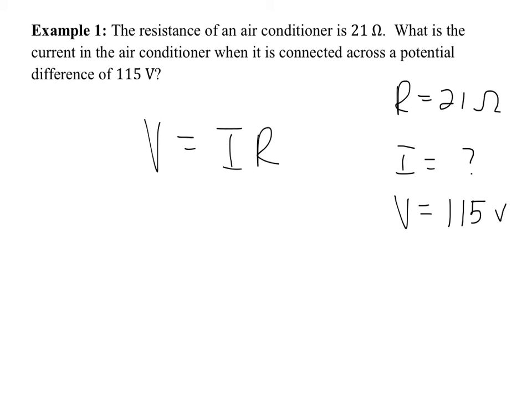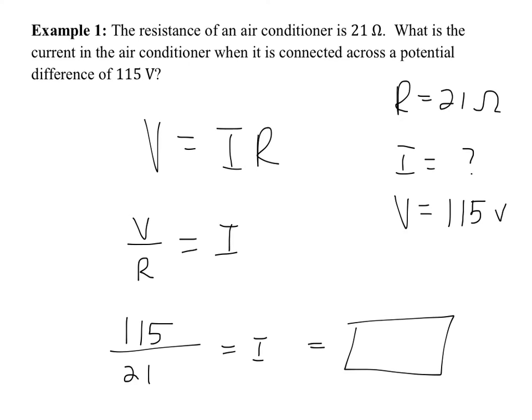So in this case, we have V equals IR. We want to solve for I. So for solving for I here, we've got 115 over 21 equals I, which gives us, what do we have for the current? I think it's 5.5 if I'm doing it right in my head. That's right here. Yeah, 5.5. Okay, so that's the current that's flowing through the air conditioner.